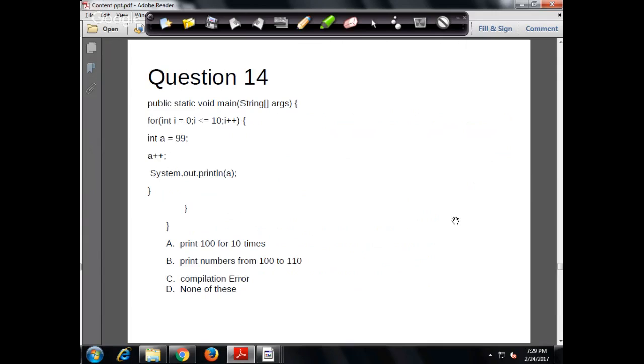Once again, I will request everyone to write the question number while giving the answer. So if you think the option is D, say 14D, so that I will know which question you're answering for.